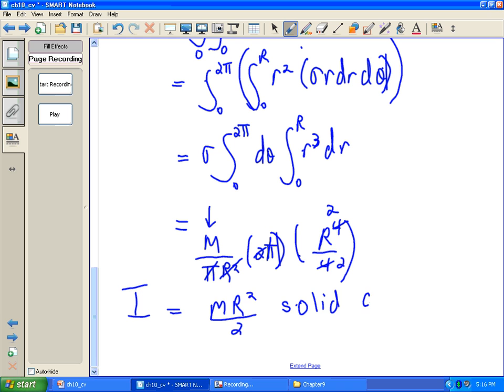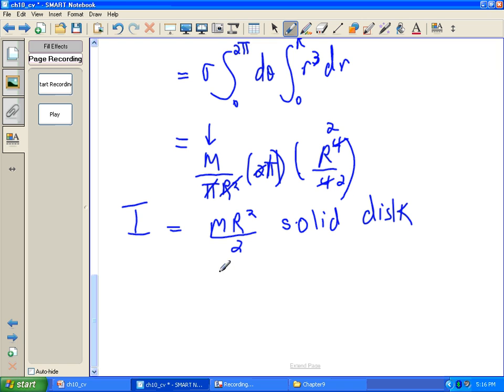Now, notice that this moment of inertia has half the value of the moment of inertia of the hoop. And that is because we have some mass elements distributed closer to the axis of rotation, whereas in the hoop, all mass elements are distributed at a distance, capital R.